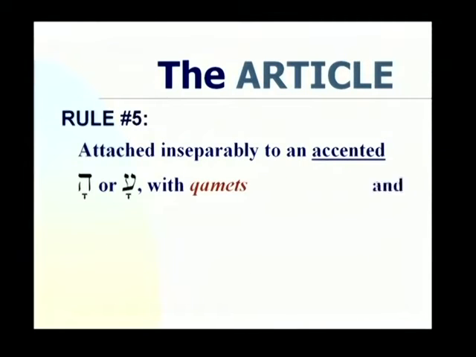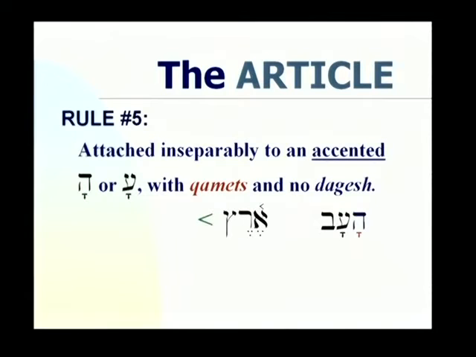When you have a situation where you have the accented guttural, hay or ayin, with the comets, then there is no dagesh. Again, the guttural rejects the doubling dagesh. But in the accented case, the article will not take the segol as it does in the unaccented case. It takes the comets. So av, another word meaning cloud, becomes ha-av, the cloud.